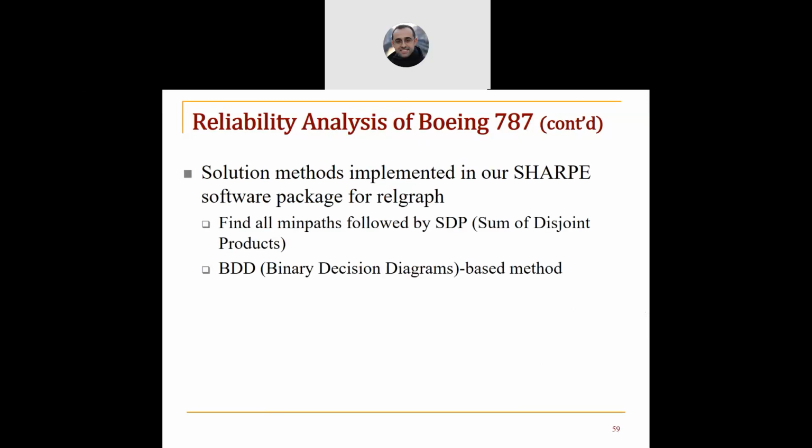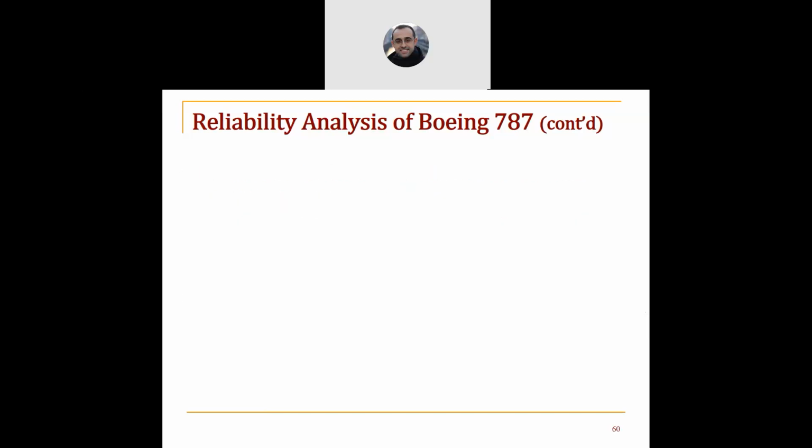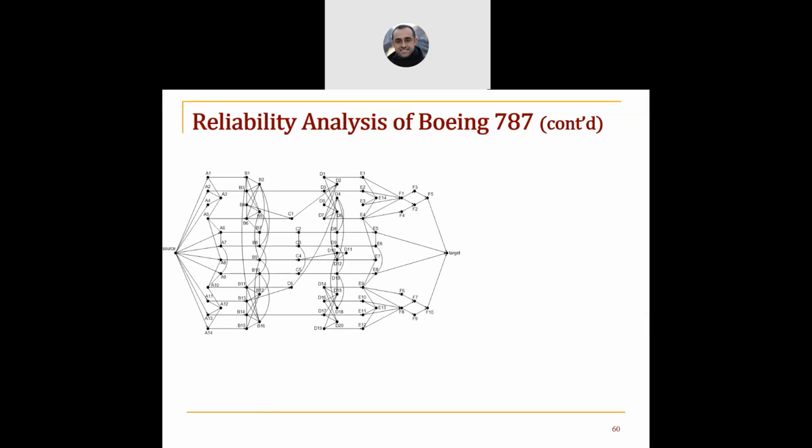So the two implemented ones are min paths followed by SDP or BDD. Boeing tried to use SHARPE. My students tried to use SHARPE for this problem, but after some time, some effort, they called me up and said it doesn't work. And of course, I need to tell you why and how we solve the problem.